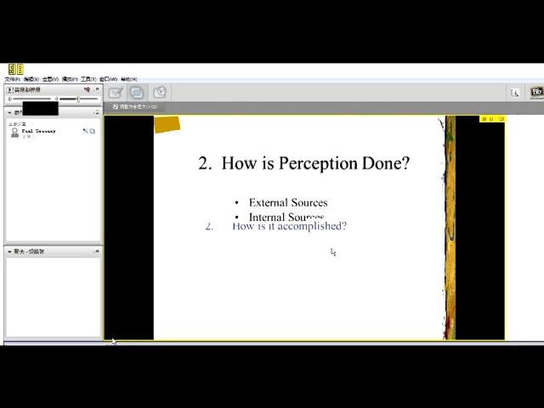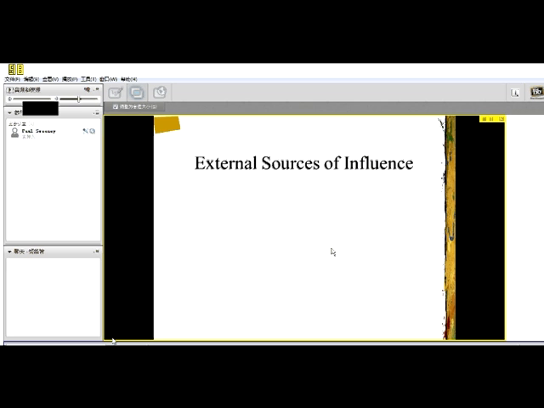So how is it accomplished? How is perception done? Well, we know a decent amount about this. And if you'll give me a little bit of poetic license, I'm going to put them into two separate categories. Now, in reality, everything's mushed together, but researchers are able to separate these more clearly. And again, if you'll give me a little flexibility here, I've separated them for purposes of discussion. Let's look at the first one. Let's look at external sources of influence.